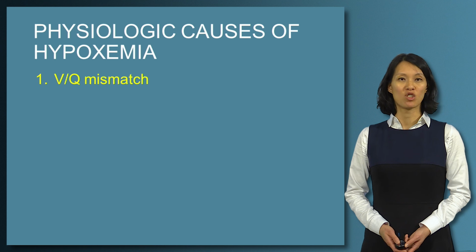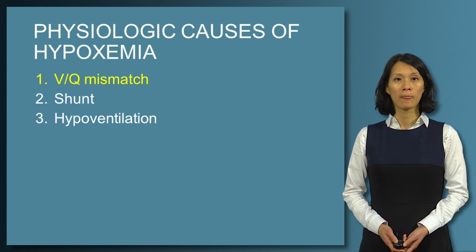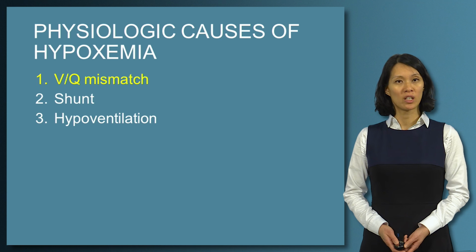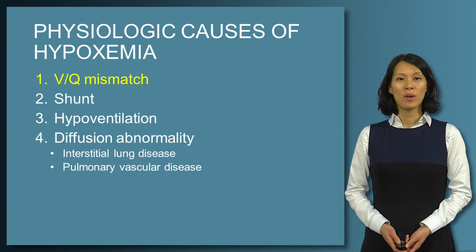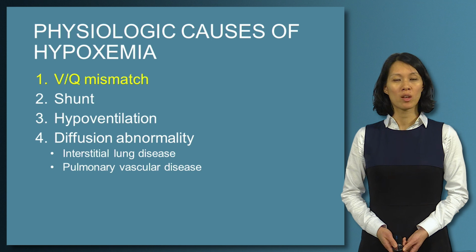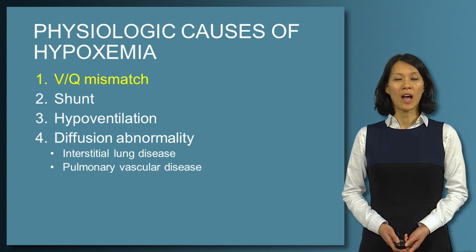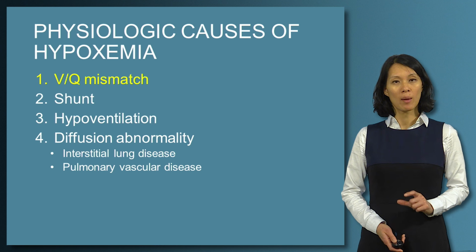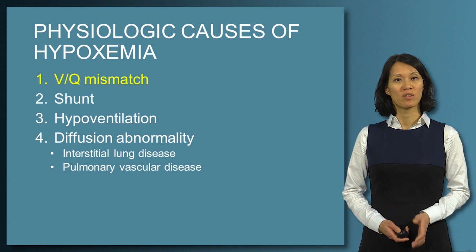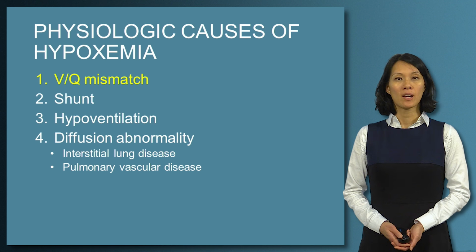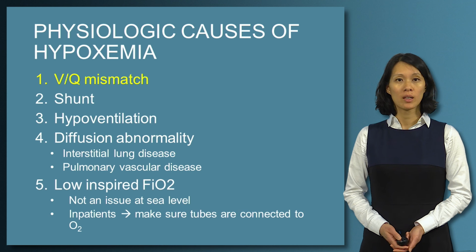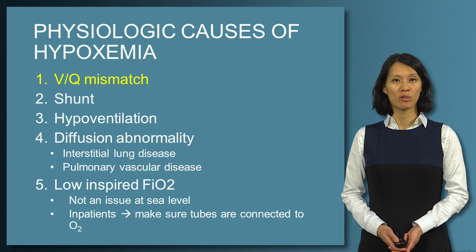Other causes might potentially be things like shunt, hypoventilation. This is the situation in which you have increased CO2 within the blood and difficulty clearing the CO2. Patients might have diffusion abnormalities, so if something is actually wrong with the actual barrier between the alveolar membrane and the interstitium or capillary membrane to prevent diffusion of gas across the barrier. Things like interstitial lung disease or pulmonary vascular disease might do this. And finally, low inspired FiO2.